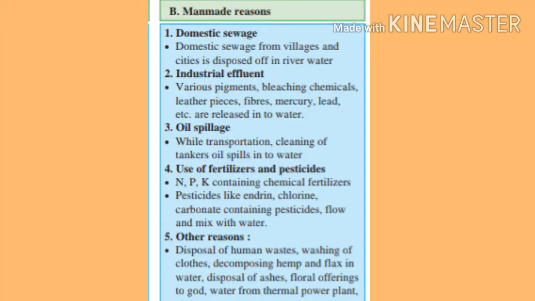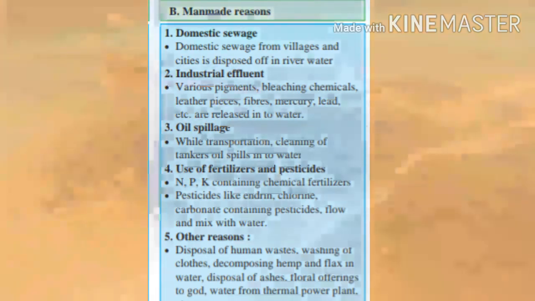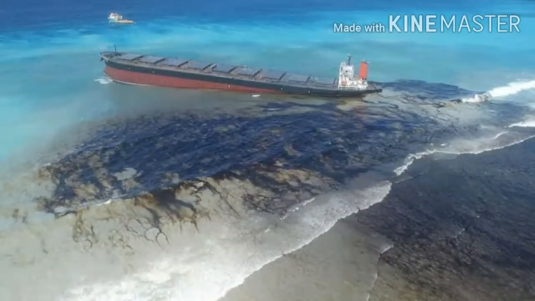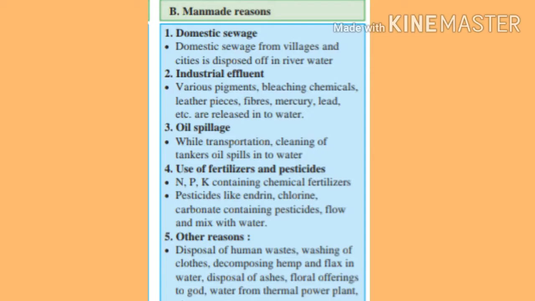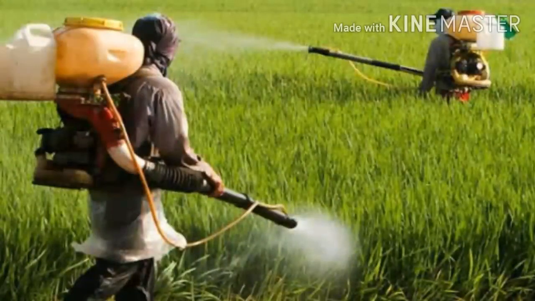Various pigments, bleaching chemicals, leather pieces, fibers, mercury, lead, etc. are released into water. Third point, oil spillage. During transportation and cleaning of tankers, oil spills into water. Fourth point, use of fertilizers and pesticides.